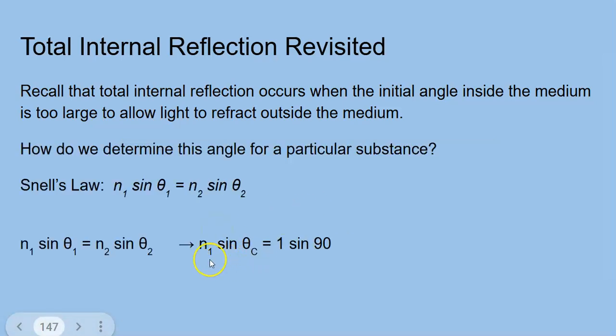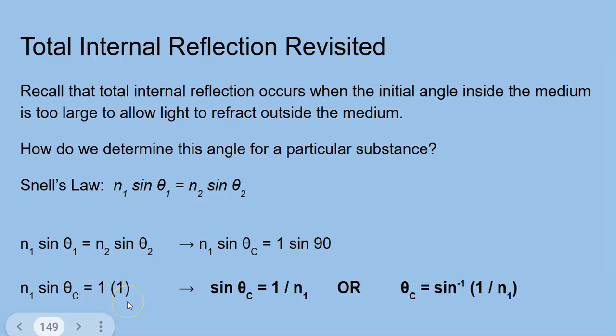So we got N1 times the sine of the critical angle equals 1 sine 90. You trig buffs know that sine of 90 is also 1. And you're left with N1 times the sine of the critical angle equals 1, or sine of critical angle equals 1 over n, or critical angle is equal to the inverse sine of 1 over n. This is how we calculate the critical angle of a material. And what that critical angle actually represents is the angle at which inside a dense medium light cannot leave.